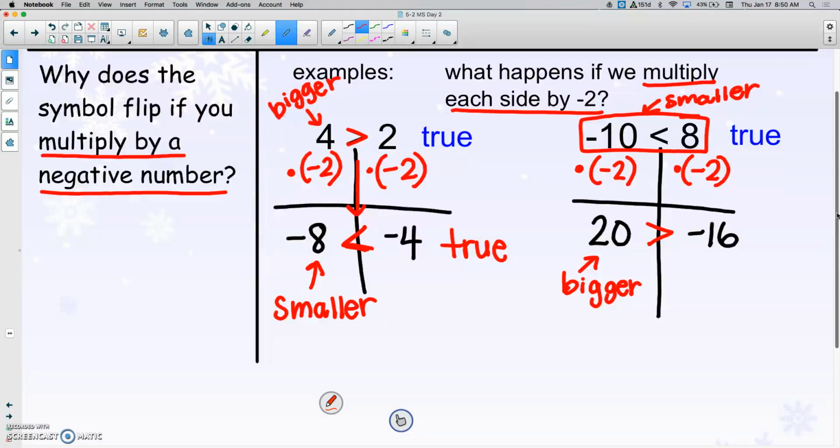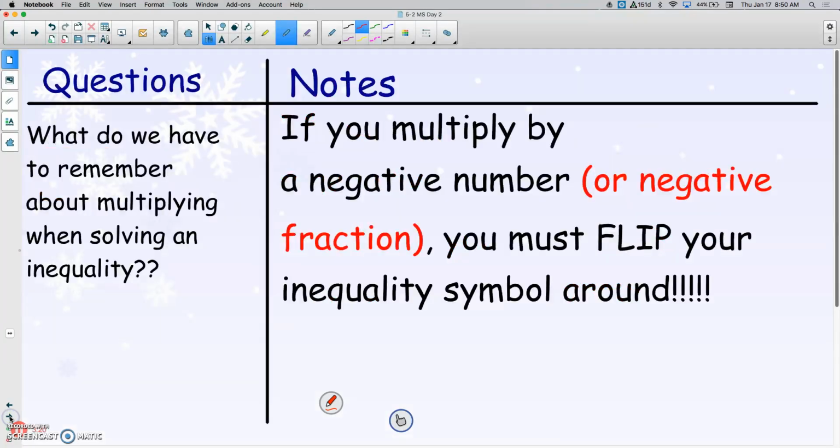So again, the symbol that started as a less than had to flip. Whether you're starting with a greater than symbol or a less than symbol, your symbol will flip if you are multiplying by a negative number. So now we know that if you're multiplying or dividing by a negative number, both of those things flip your symbol. So not adding, not subtracting, but multiplying or dividing by a negative number.